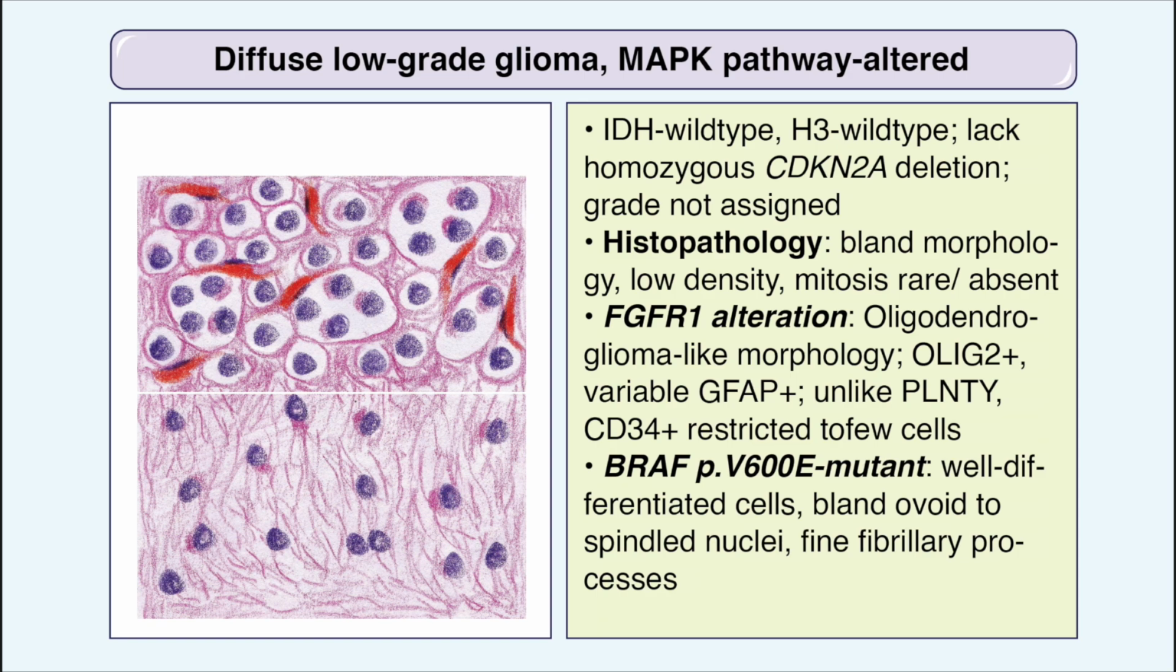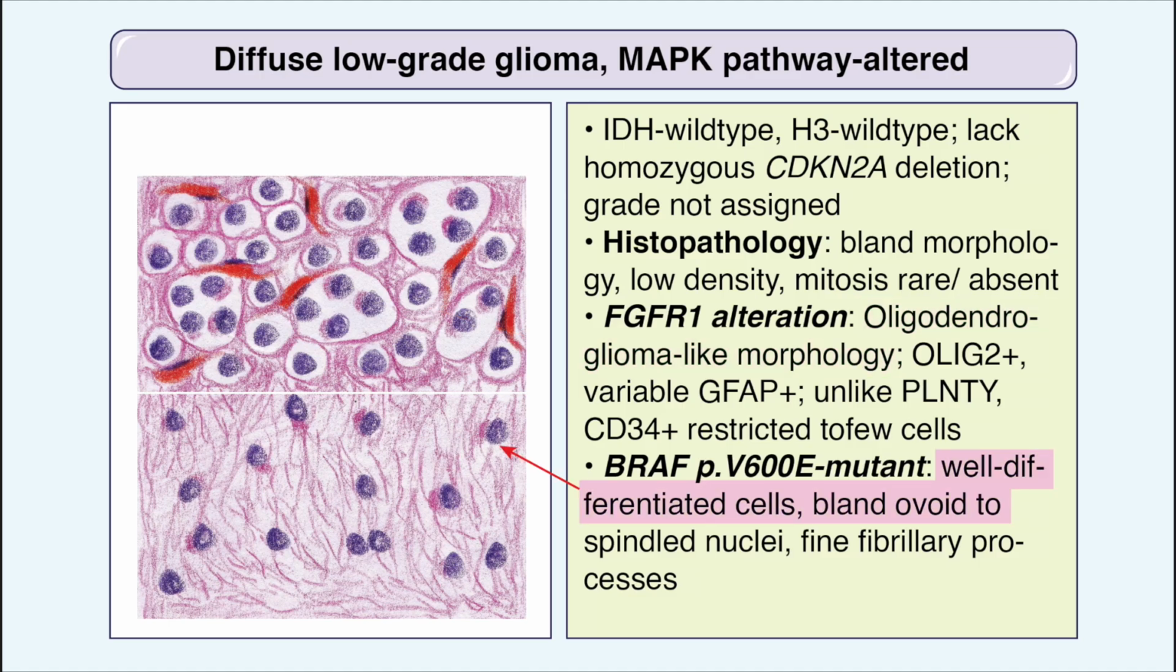Tumor cells have a bland appearance with a relatively low density. Mitotic activity is rare or absent. There is no microvascular proliferation or necrosis. Its subtypes can have distinct morphological features. In diffuse low-grade glioma with FGFR1 alteration, the morphology resembles an oligodendroglioma. Tumor cells display diffuse OLIG2 positivity and variable GFAP positivity. Unlike PLNTY, CD34 positivity is restricted to a few cells only.